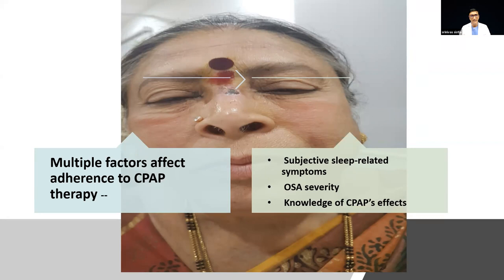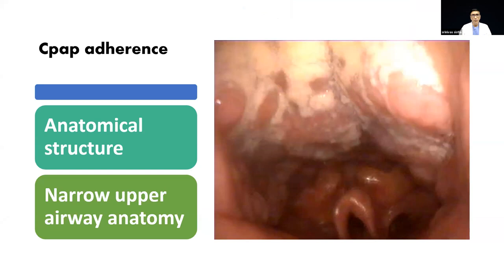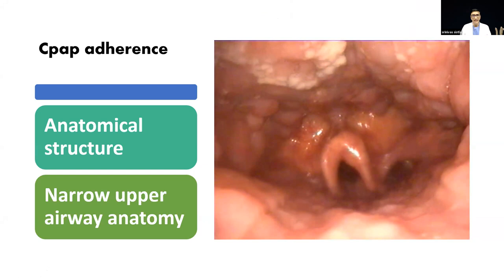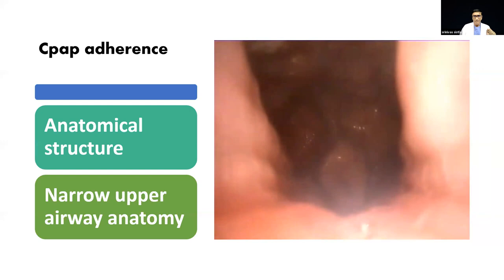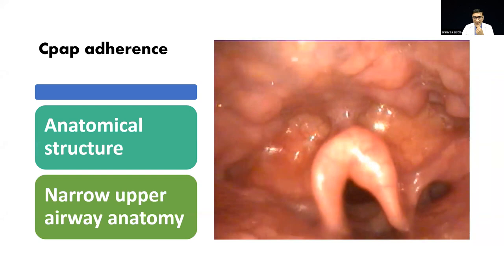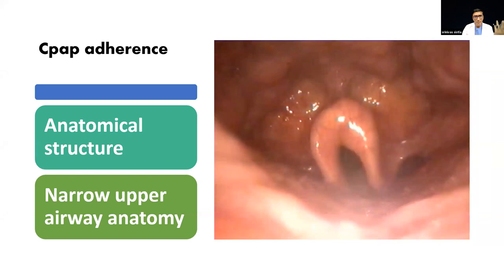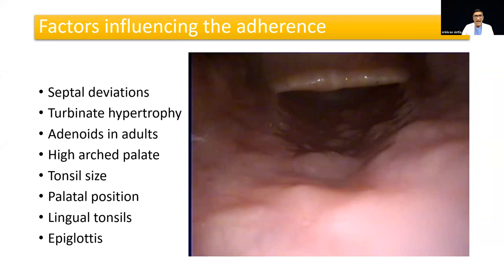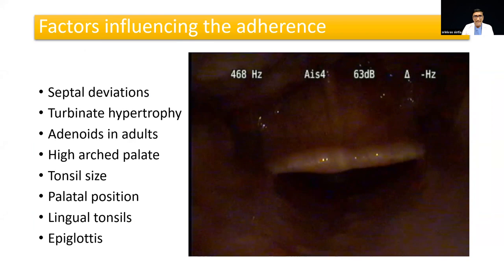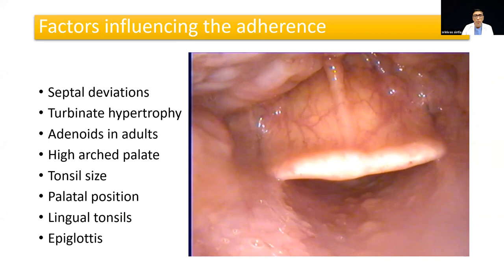Keeping all these aside, it has been found that CPAP adherence finally boils down to two things: anatomical structure and narrow upper airway anatomy. Right? Now, for example, look at this particular video wherein this patient is having an isolated primary vertically collapsing epiglottis. This is a proper anatomical structural abnormality that affects the CPAP adherence. So if you list all of them, septal deviations, turbinate hypertrophies, adenoids in adults, high arched palate, tonsil size, all of these contribute to adherence of PAP therapy. That means poor compliance to the gold standard therapy.